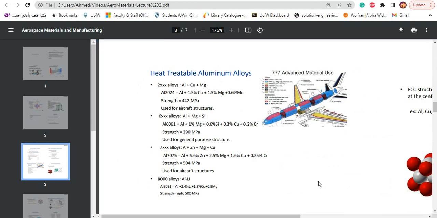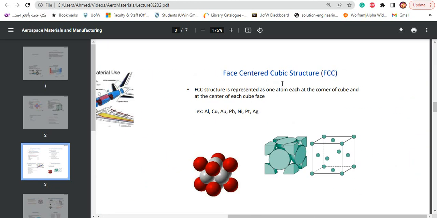وعندنا هنا برضو طبعا بعض الأمثلة بيستخدم لإيه. الايركرافت ستراكشرز بيستخدم ال 2000 سيريز، ال 6000 بيستخدم general purpose structure، و 7000 for aircraft structures. دي بعض الأمثلة يعني.